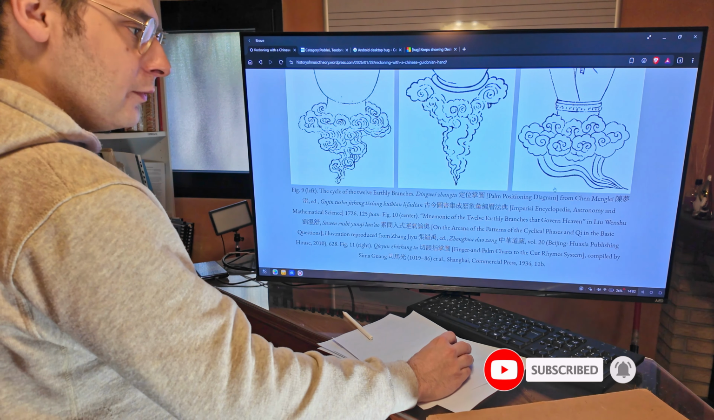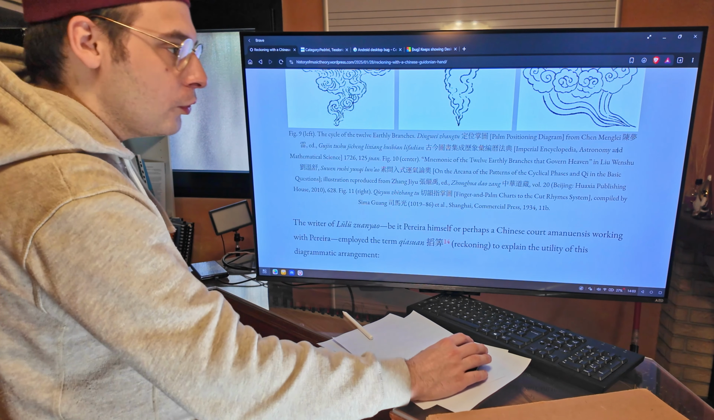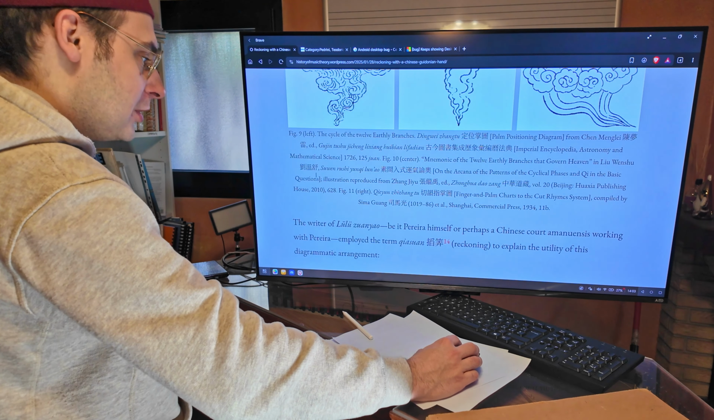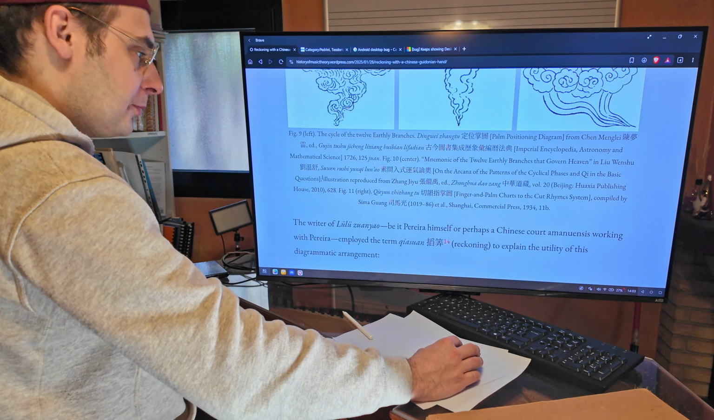Branches that govern heaven in Liu Wenshu. Illustration reproduced, and so on. Figure 11, these things which I cannot pronounce. Finger and palm charts.